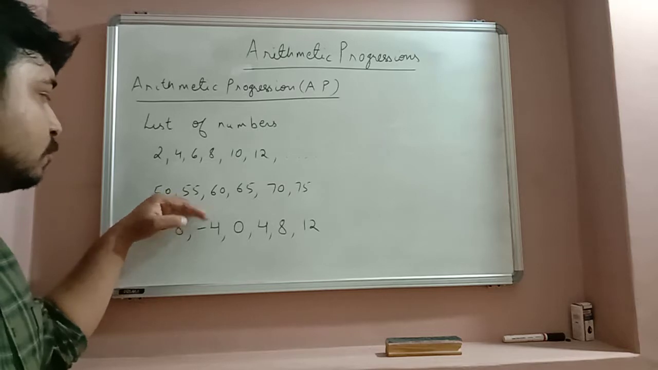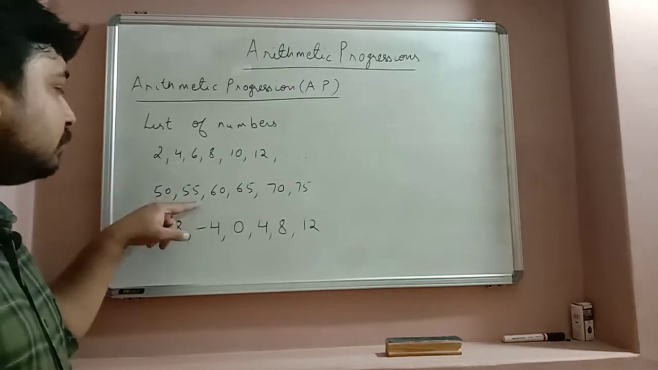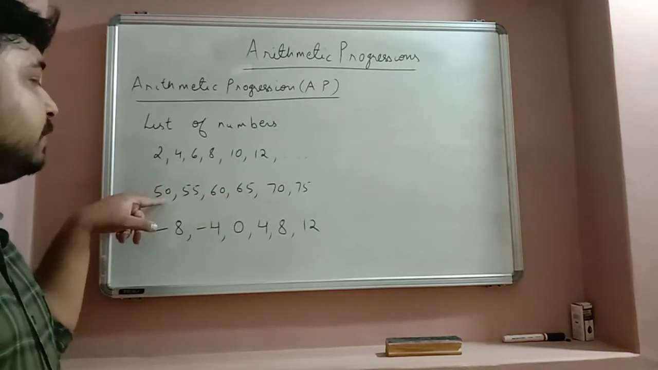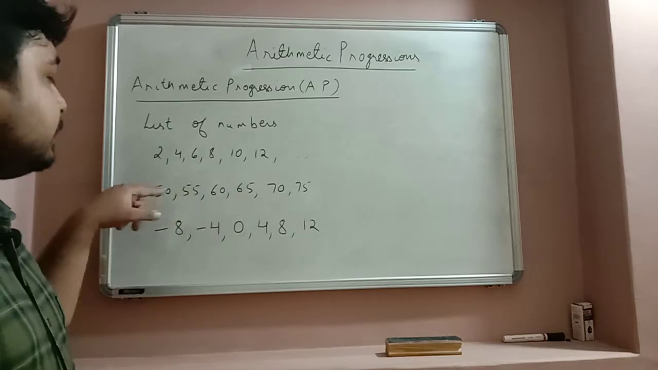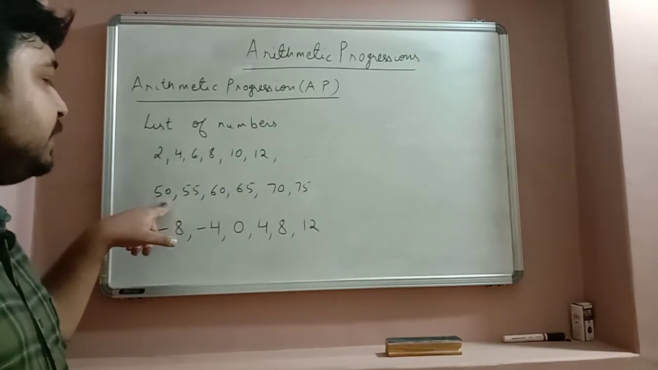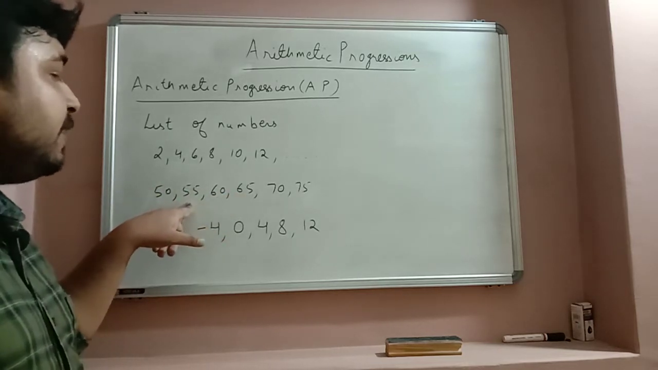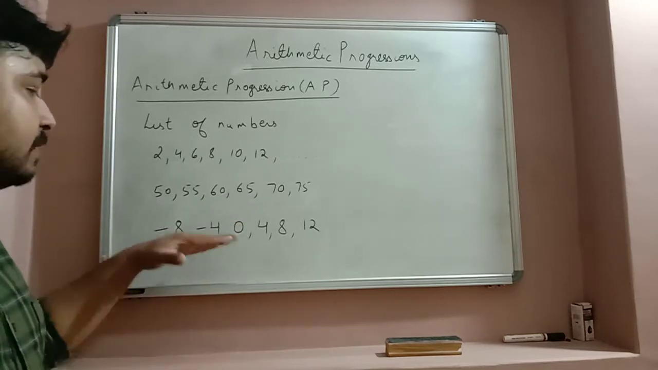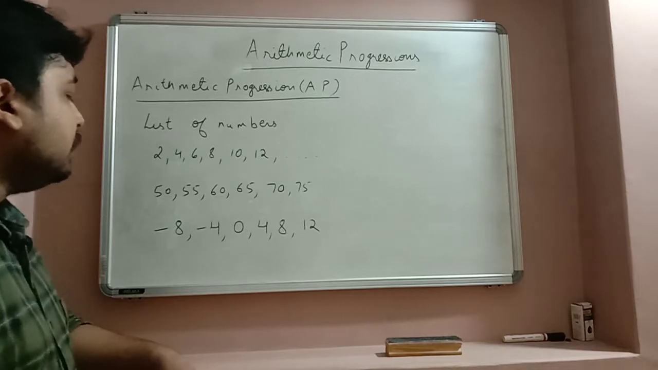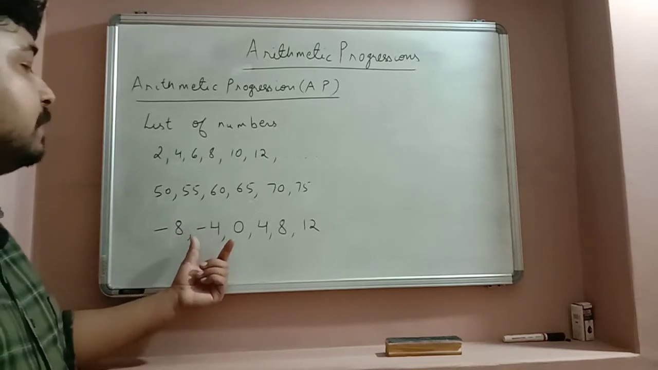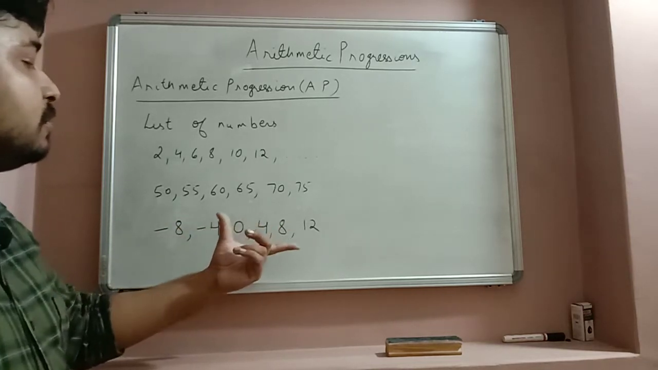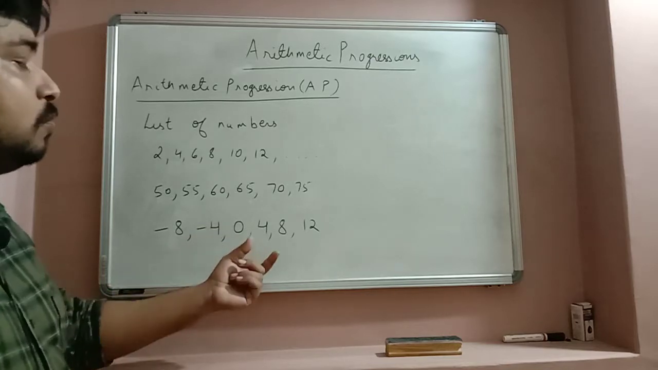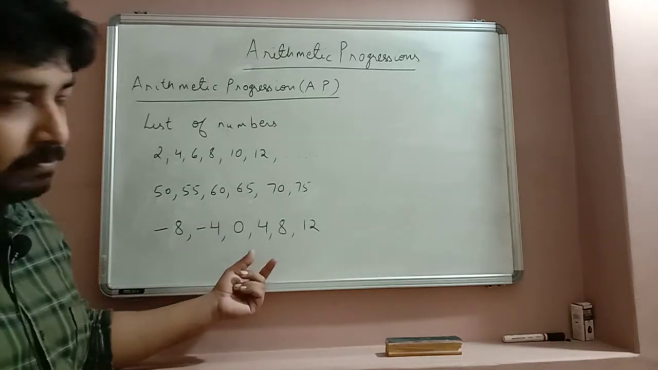Now similarly in the next one also, the difference between any two consecutive terms is constant. See, 55 minus 50 is 5, 60 minus 55 is again 5, 65 minus 60 is again 5. And similarly in the third list also, the difference between any two numbers is 4. So that's a constant difference between any two consecutive terms.